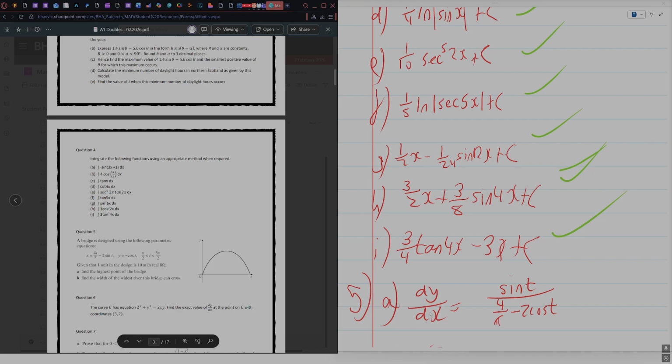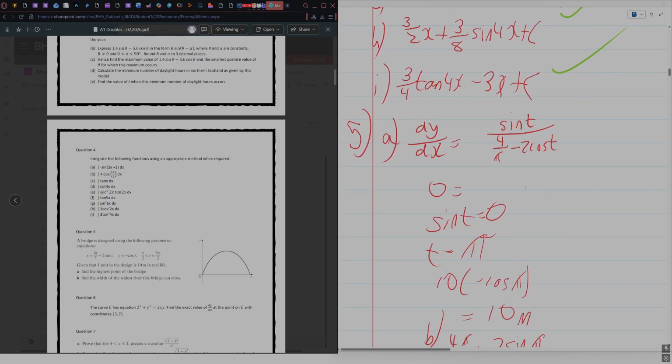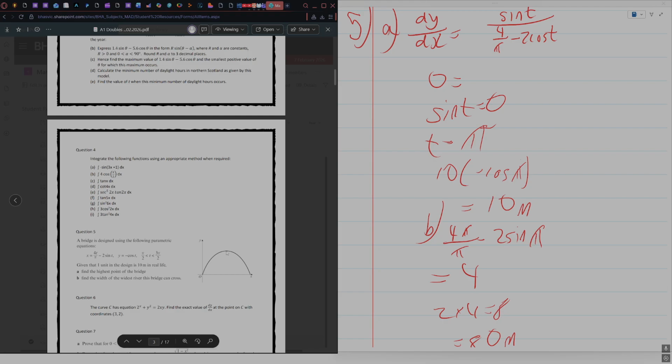All right. Next we have a parametric question. So we're going to differentiate. Finding the highest point on the bridge is just when the gradient is 0, which means that you can just multiply out by the denominator, you get sine t equals 0, and because this is the domain of t from pi over 2 to 3 pi over 2, t is going to be pi and not 0. And then for the width, you need to find the height as well, so you need to substitute that into the y equation, and then that's your height.